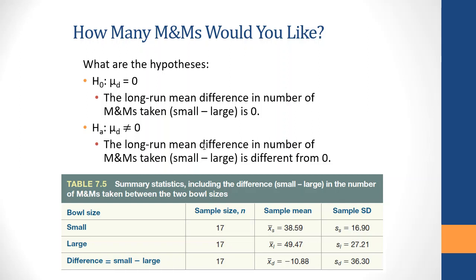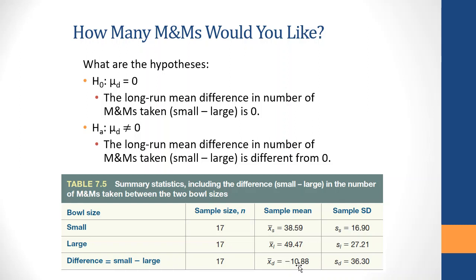So essentially we have all these individuals, how many M&Ms they took, and then we subtract those two numbers to get the difference in M&Ms. And the data is right here. So on average, our 17 people took negative 10.88 M&Ms with a standard deviation of 36.3.